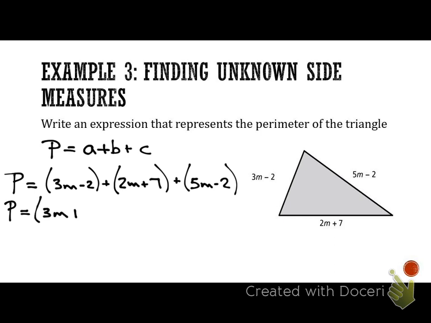3m plus 2m plus 5m. Add your m's and add your numbers. Negative 2 plus 7 minus 2.